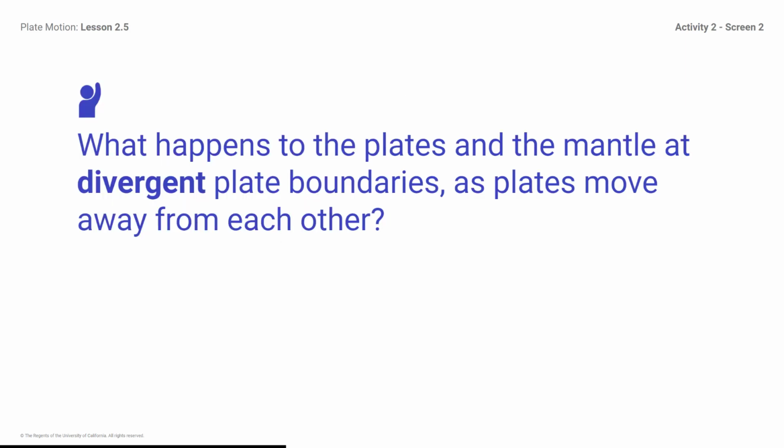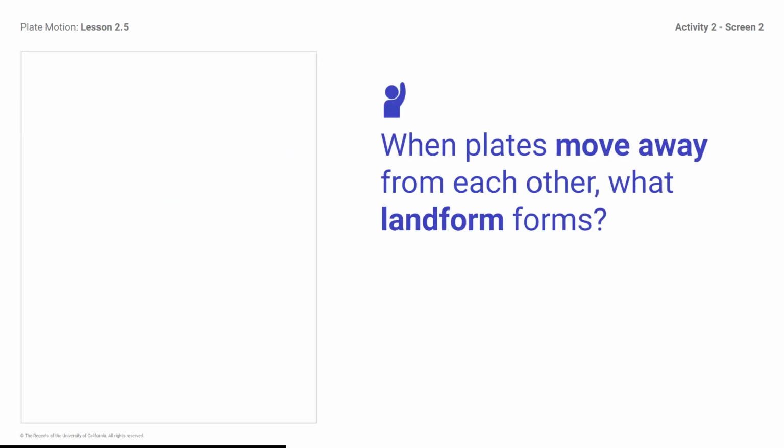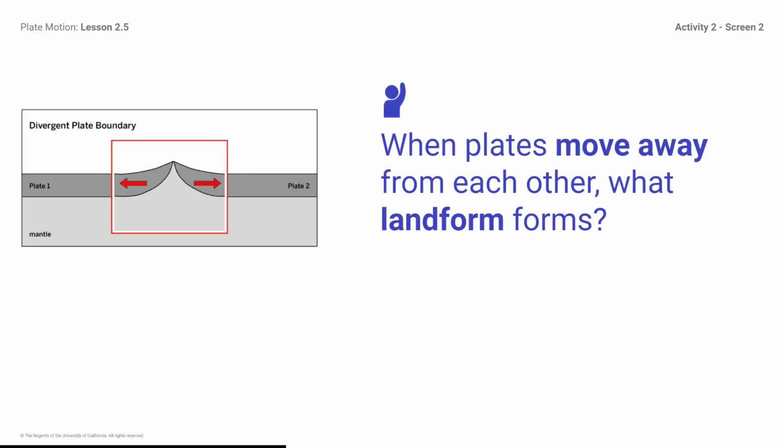What happens to the plates and the mantle at divergent plate boundaries as plates move away from each other? You might respond, rock rises from the mantle and hardens, adding solid rock to the edges of both plates. When plates move away from each other, what landform forms? You might respond, a mid-ocean ridge.